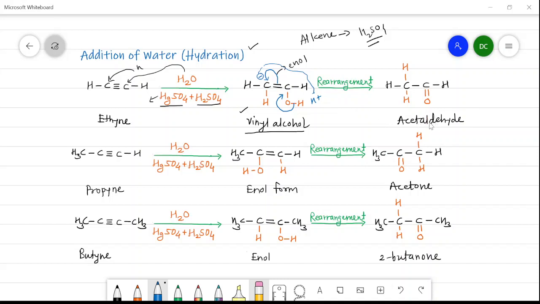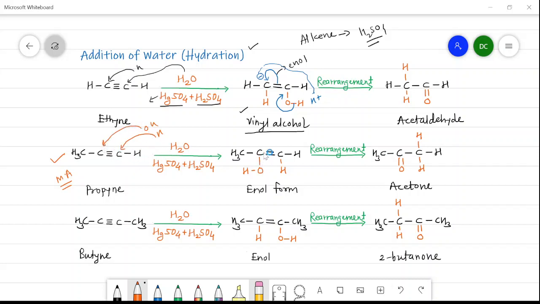A similar strategy is used in propyne as well as in butyne. See the propyne. Here propyne is an unsymmetrical alkyne, so we have to consider a Markovnikov addition. When hydrogen and OH are going to add across this triple bond, the hydrogen, which is the positive part, will attach to this carbon, whereas OH will attach to this carbon.